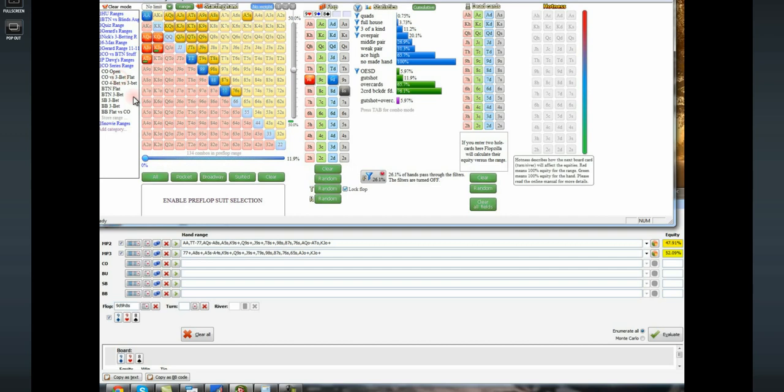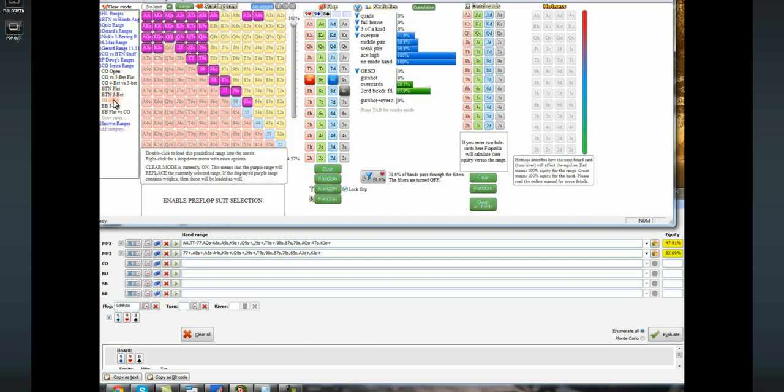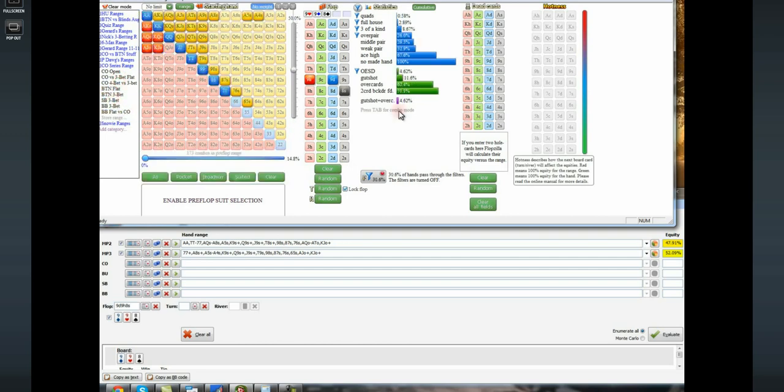Ace-king's okay to check-call too. And to be honest, a lot of these hands probably have mixed strategies, but I'd be more likely to bet ace-king than ace-queen, because with ace-king I can justify my bet: I can bet and maybe check-call on the turn, or reevaluate the turn and see if I want to keep betting or check-fold.